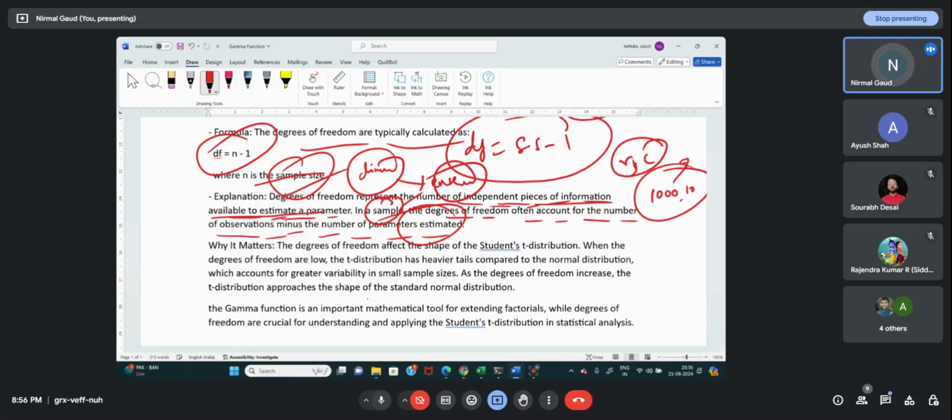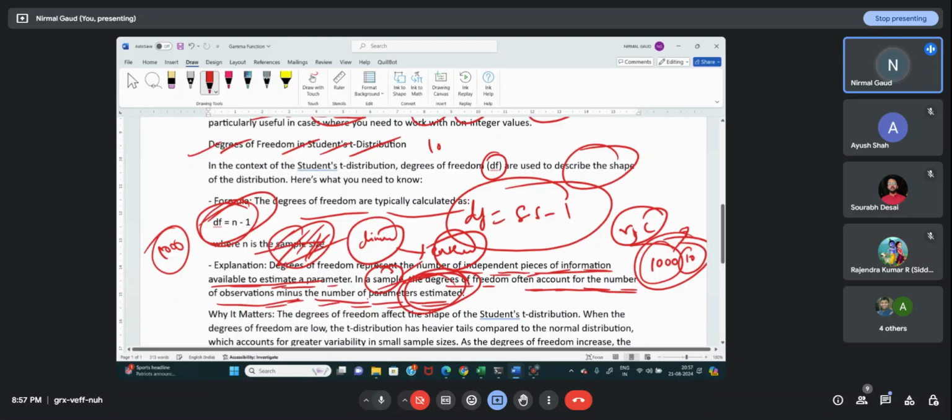In a sample, the degree of freedom often accounts for the number of observations, so I have 1000 observations, minus the number of parameters estimated. So there are 10 parameters available. Ultimately, the degree of freedom is n minus 1, where n is the sample size. So if I have a sample of 1000 data points, the degree of freedom will be 1000 minus 1, 999. If you have a sample of 100 data points, the degree of freedom is 100 minus 1, 99.